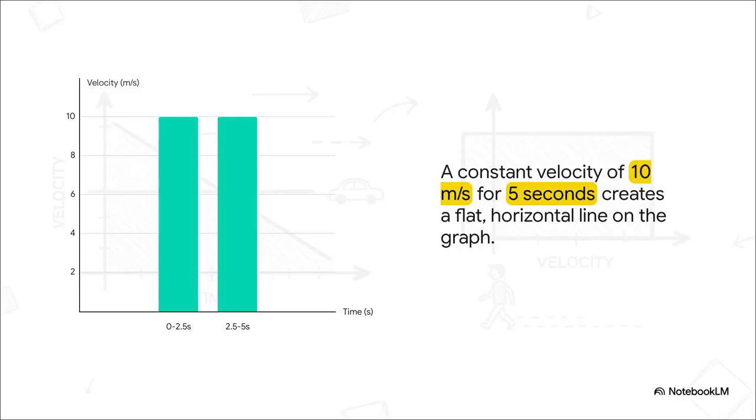So let's plot this trip out on a velocity-time graph. We've got velocity up the side, on the vertical axis, and time running along the bottom on the horizontal. Our velocity is a constant 10 meters per second for the whole 5 seconds, so what does our graph look like? Yep, just a simple, flat, horizontal line.